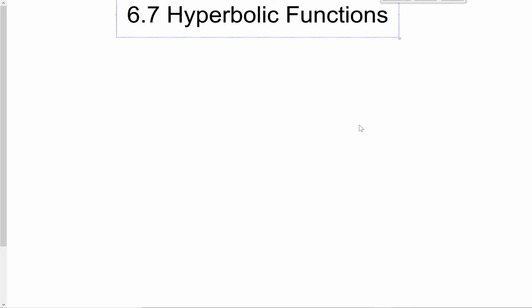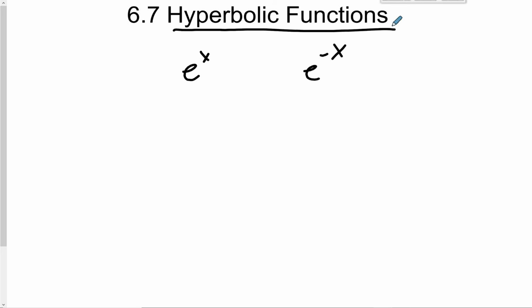Section 7, we're going to take a look at hyperbolic functions. Now, there are certain even and odd exponential functions, e to the x and e to the negative x, that come up so frequently in mathematics and other applications that they have a special name called the hyperbolic functions.